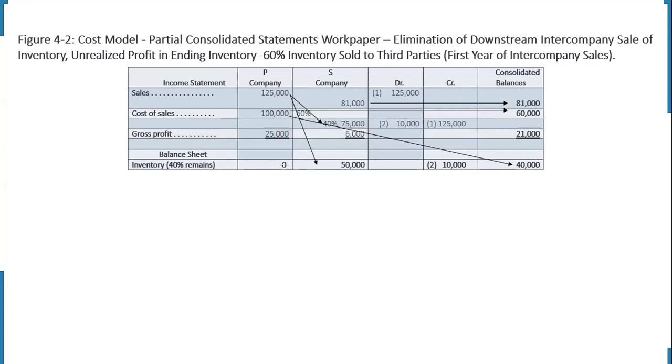So the remainder of inventory now is 50,000 minus 10,000 or 40,000. That's now in the inventory balance in the balance sheet, where you have the amount of the ending inventory equal to 40,000 after the profit of 10,000 is deducted.